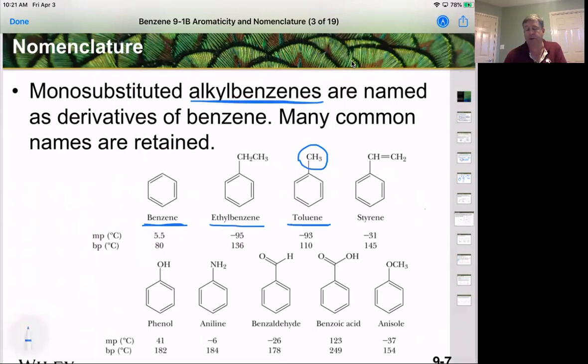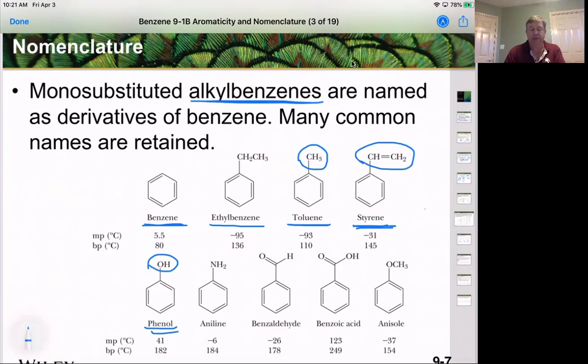Another common name that we have is called styrene, and that's where we have this vinyl group on here. It could technically be called vinyl benzene, but styrene, you might know from polymer chemistry, is polystyrene. This is the molecule that polystyrene is made out of, and so it has a special name as well. Okay, if we have an OH group on there, we now can call it phenol.